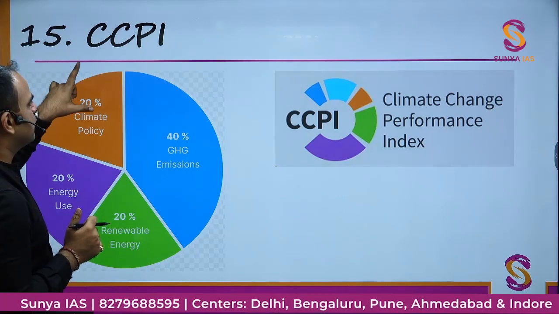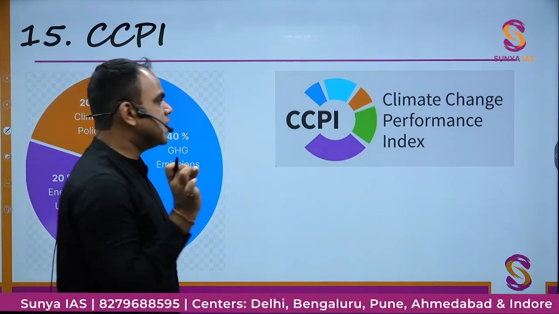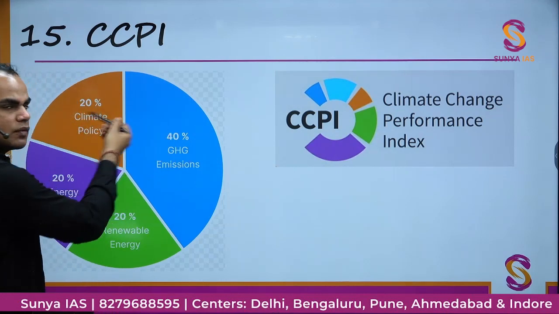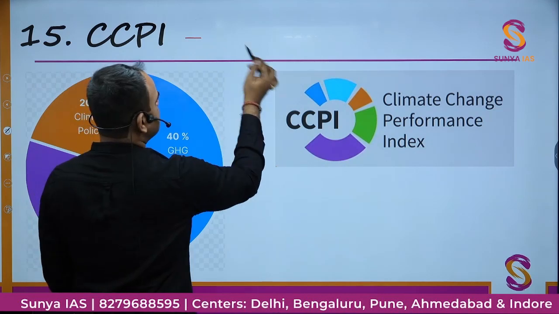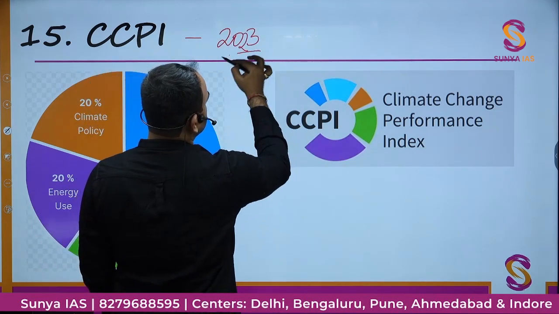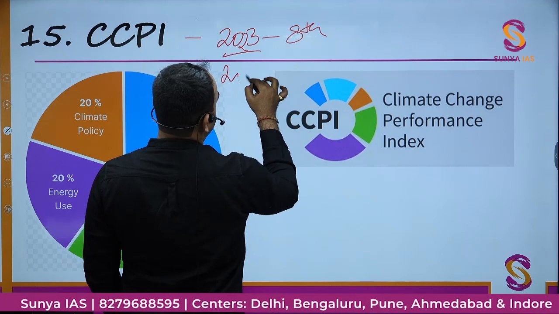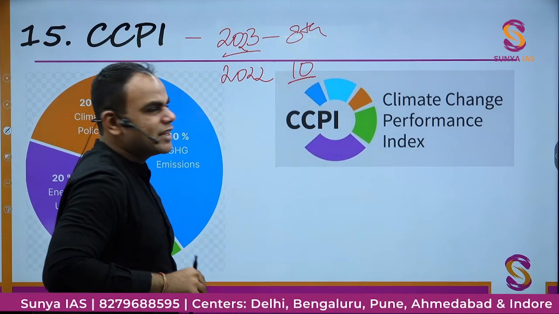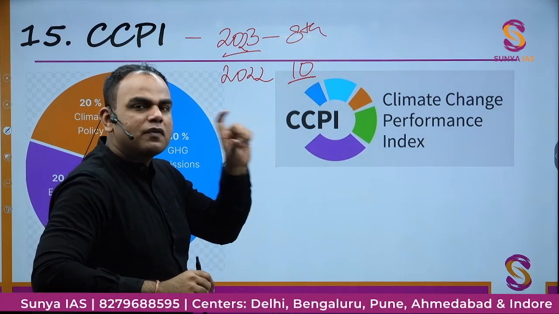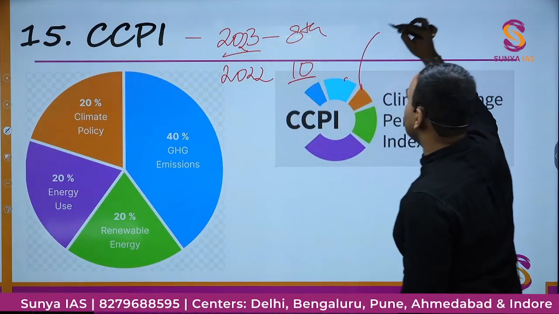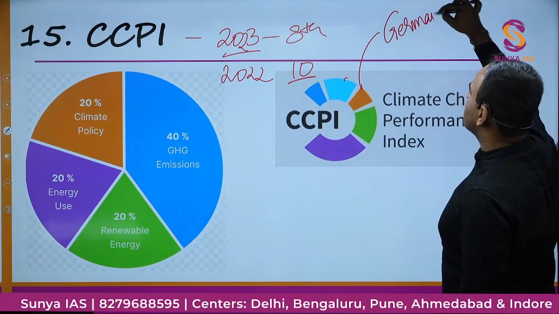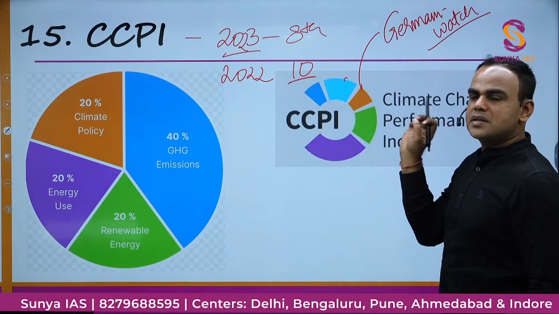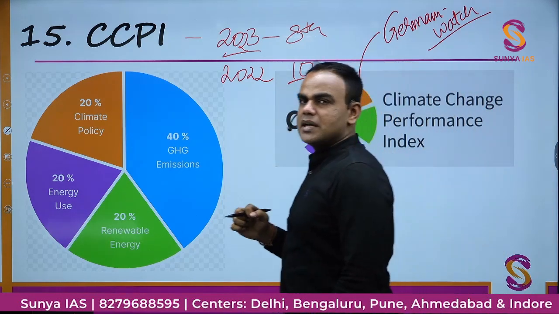And the last is the climate change performance index. Now this is an important report. I have also included the macros of this here. One thing, in the 2023 report, India has stood 8th. In the earlier report, India was among the top 10 nations, at the 10th number. So this is the climate change performance index. It is published by German Watch. This body, German Watch, is what is publishing this.